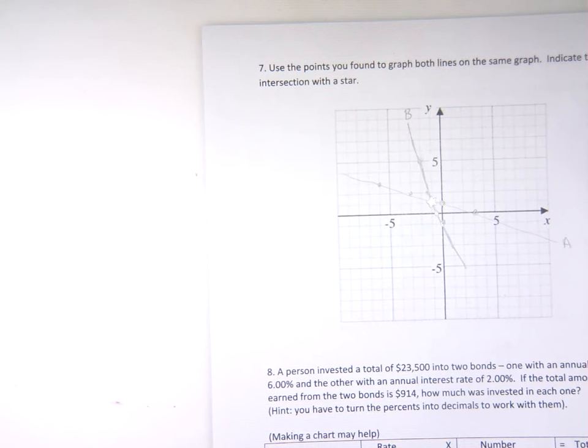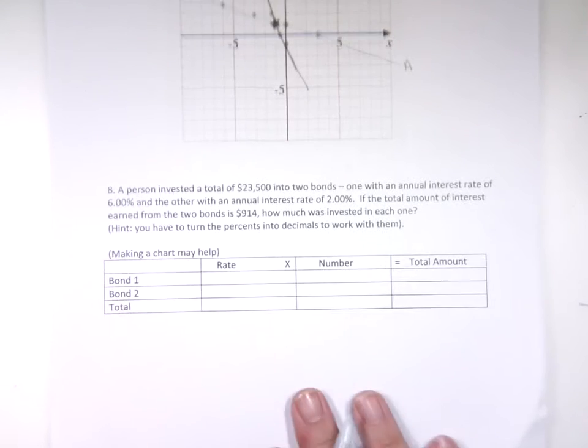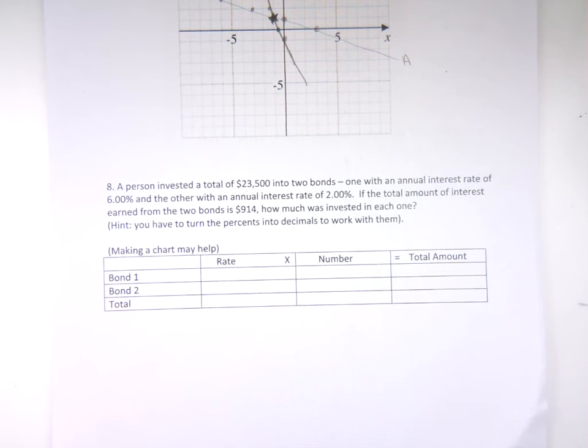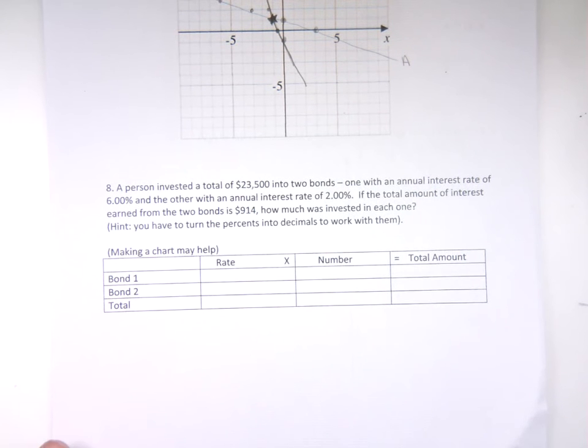Okay, next. We've got a chart problem. So let's read through this carefully, and let's fill in the information in the chart as we go. A person invested a total of $23,500 into 2 bonds. So we might be tempted to think that goes in total amount, but that's not actually quite true. So let's just keep reading for a second.